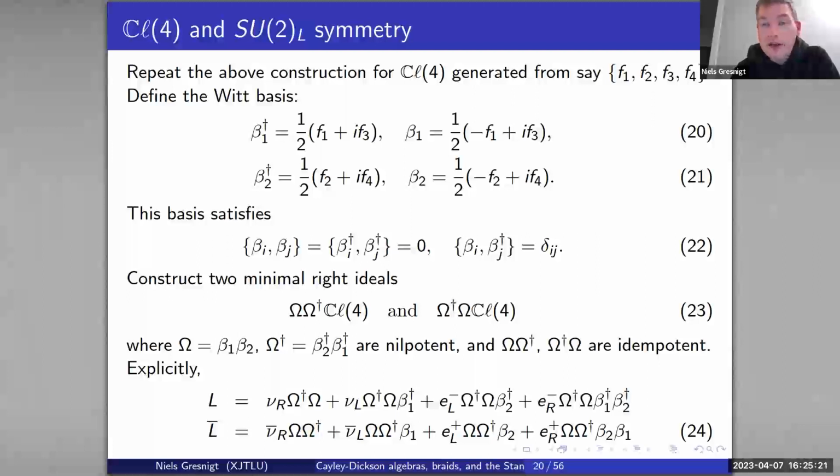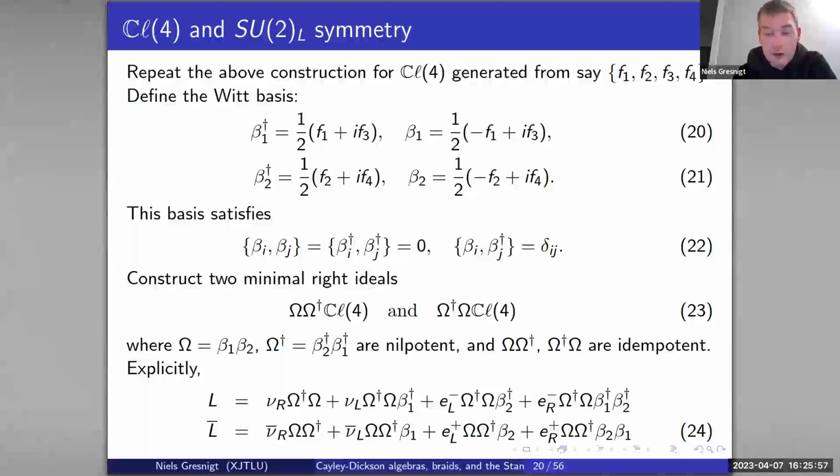So let's take a basis here, say for Cl4, let's use F instead of E, just to be different. So again, we can define a Witt basis, and in this case, we just have 4 ladder operators, so 2 raising operators, 2 lowering operators, and they satisfy the same anti-commutation relations. And so we can construct 2 minimal ideals in the same way. And this time we're going to construct 2 minimal right ideals. We could construct them as minimal left ideals as well. That doesn't matter. But here we're going to do it as 2 right ideals.